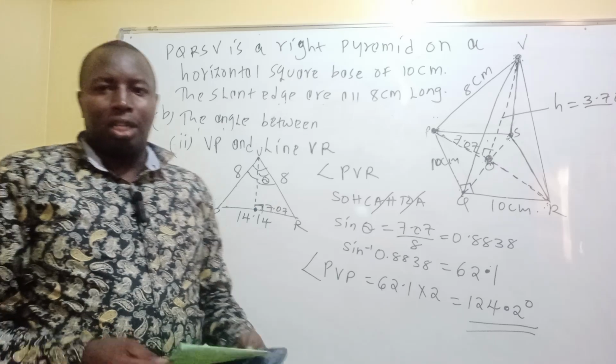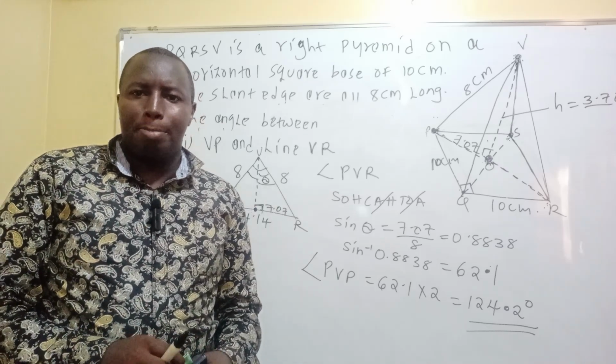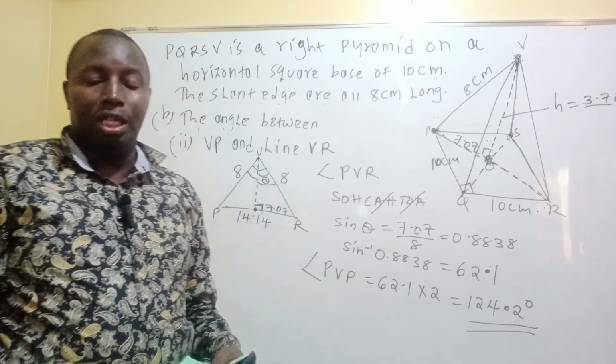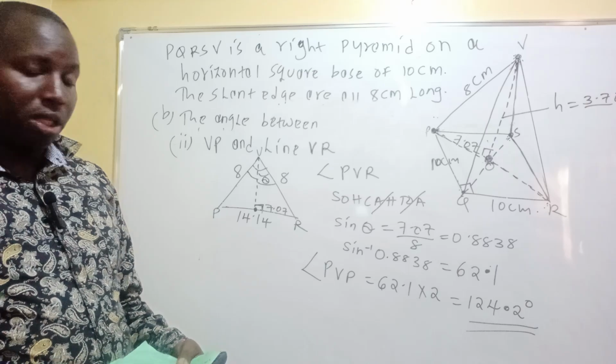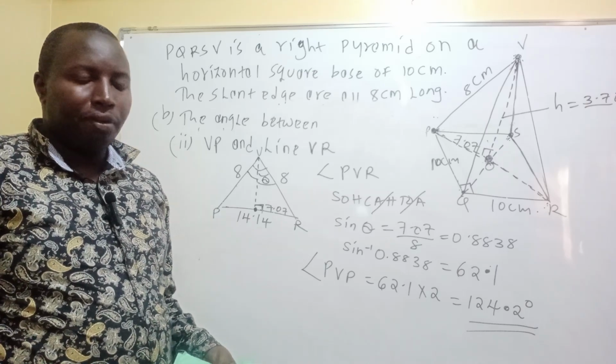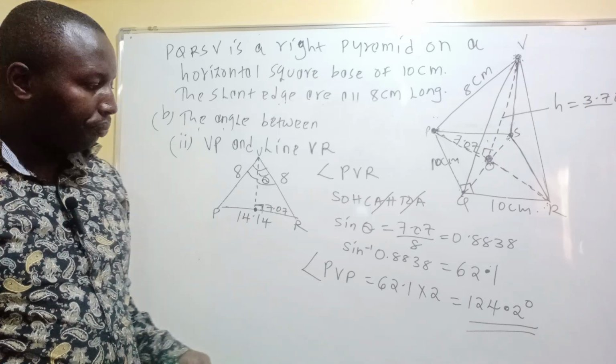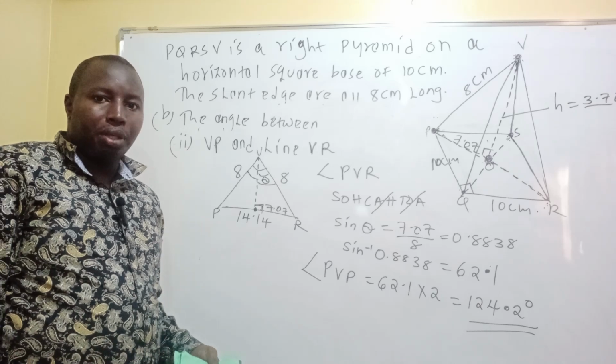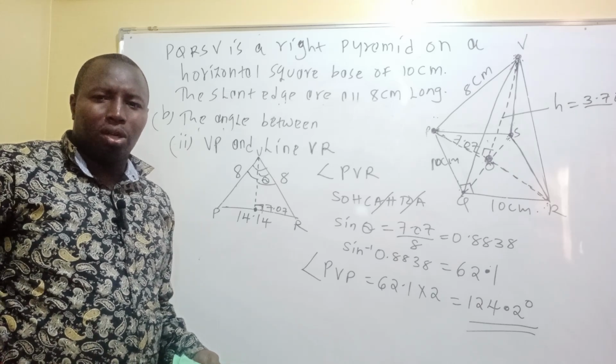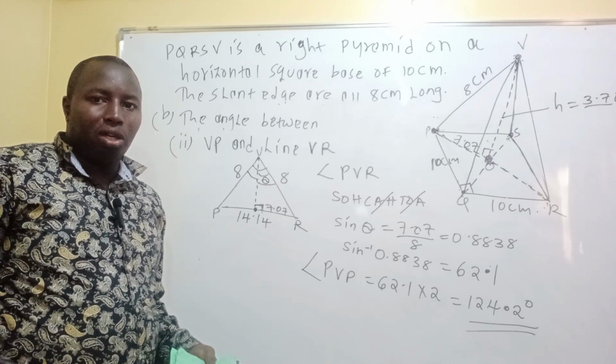Then the last question for that one is the angle between two planes. You can finish writing that. So that is how you work out the angle between two lines.